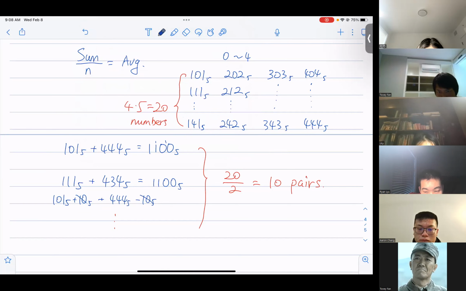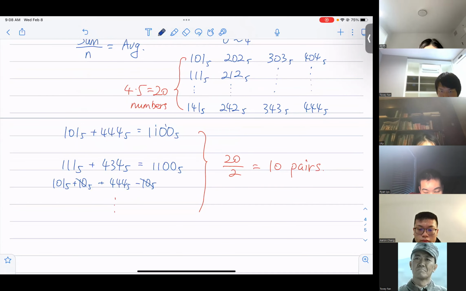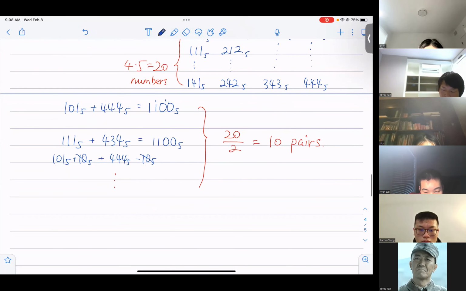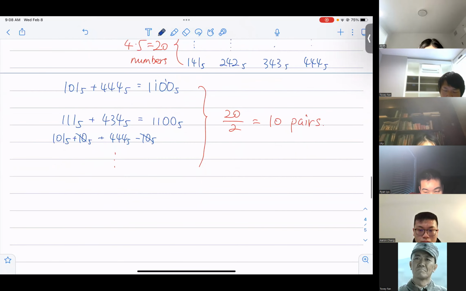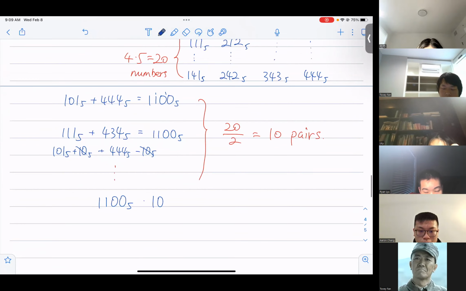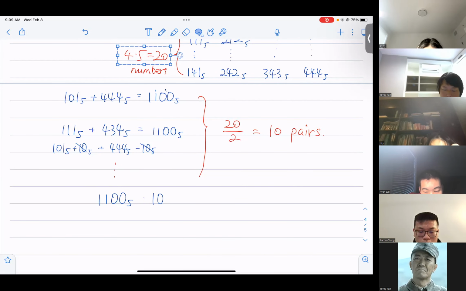Okay, does it make sense? Yeah, and that's it. So 10 pairs, so just times by 10. So eventually we have 1100 in base 5 times 10, okay? But we want our answer in base 5, correct? This 10 is in the decimal system. Remember, you are doing 4 times 5, everything is decimal. So this 10 is actually in the decimal system. You have to convert it into the base 5 system.